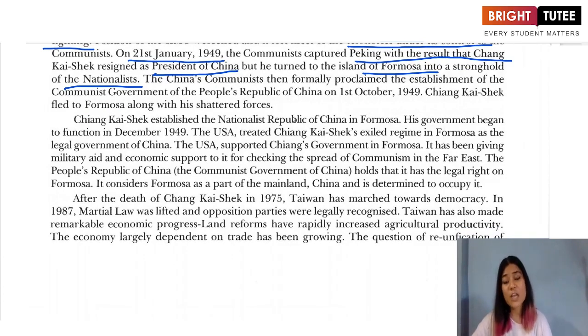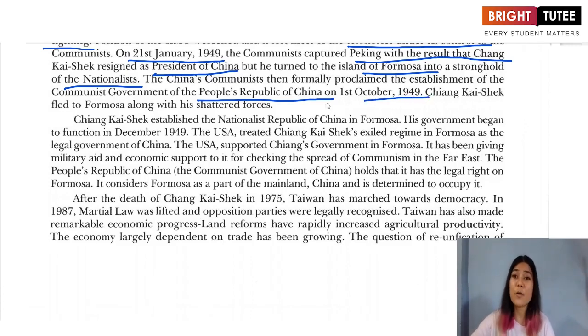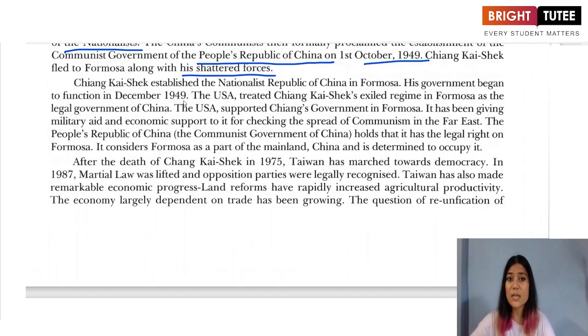After the removal of Chiang Kai-shek from mainland China and his escape to Formosa, China was declared a communist country, the People's Republic of China, on October 1st, 1949. But Chiang Kai-shek now fled to Formosa along with some of his party members. Okay. Now in Formosa, Chiang Kai-shek established the Nationalist Republic of China. His government began to function there in Formosa in December 1949.